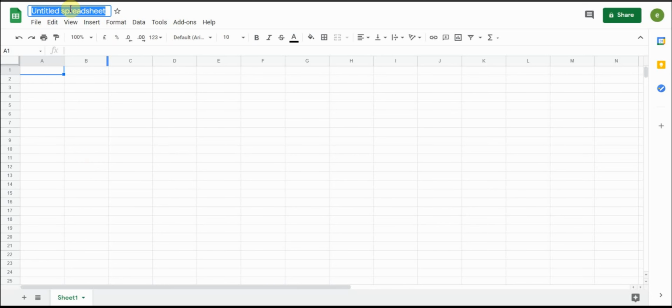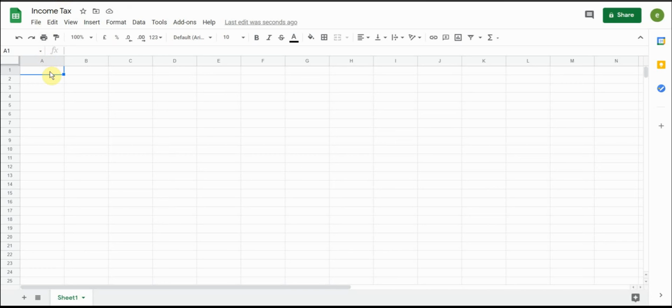So I want to call this income tax. That's the name of this spreadsheet that we're going to be dealing with here. So it's called income tax, and that's the book of spreadsheets. We have sheet 1 down here called income tax.